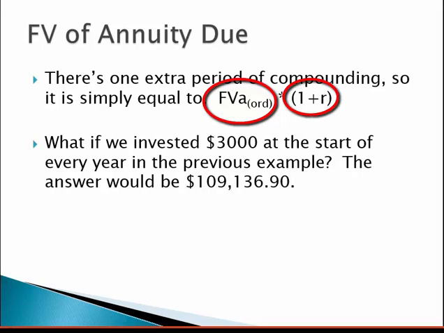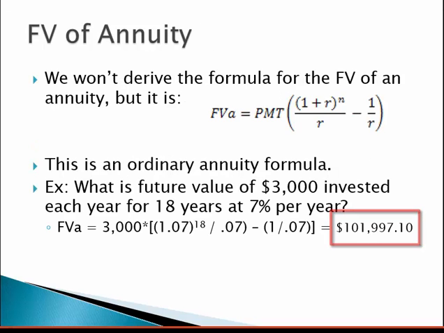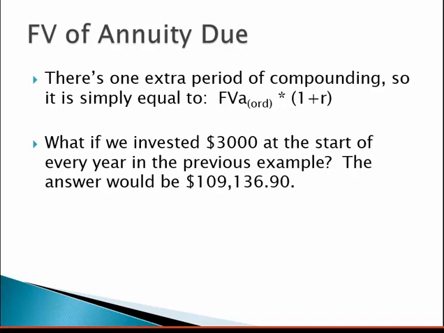So in the previous example, if we had invested $3,000 at the start of every year for 18 years, and earned the 7%, we would end up with $109,000 instead of the $101,997. We'd have an extra year of compounding, so our amount would be bigger.